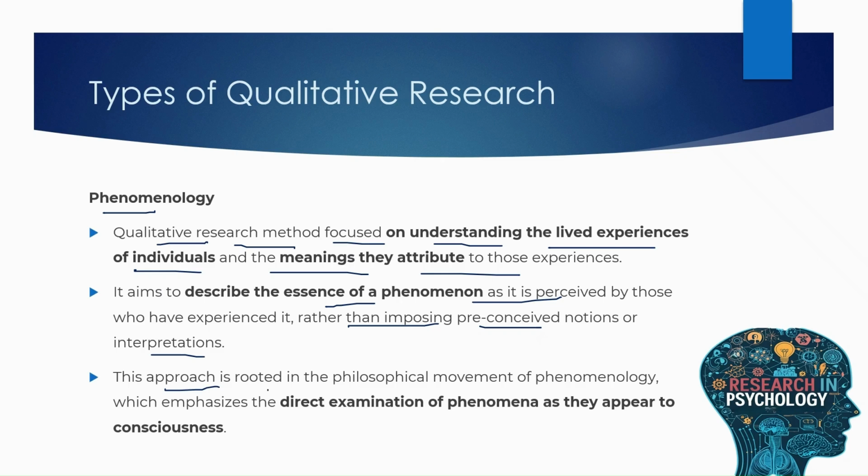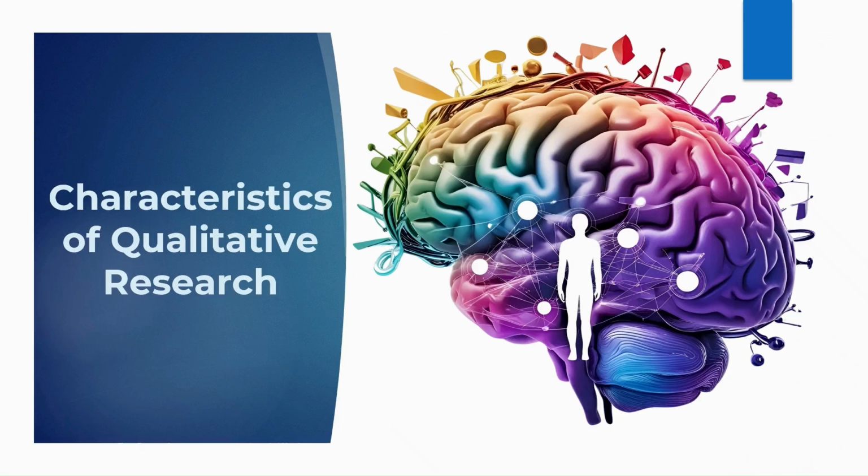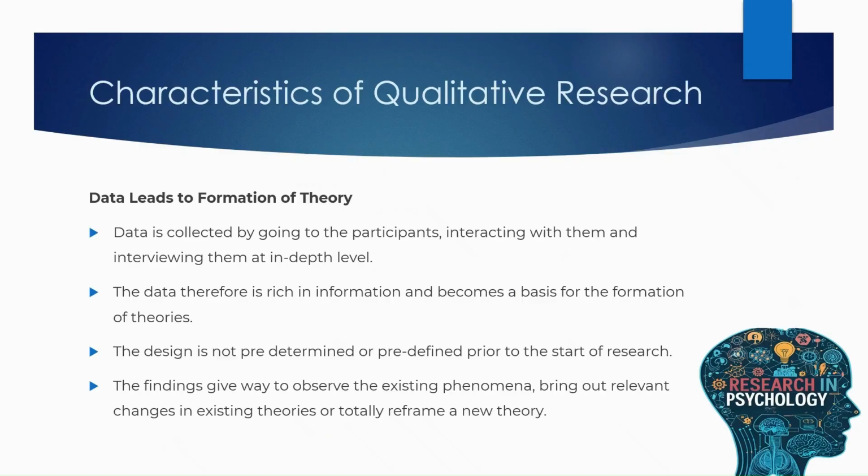This approach is rooted in the philosophical movement of phenomenology, which emphasizes the direct examination of phenomena as they appear to consciousness. All right. So this is the last type of qualitative research that we have to study, that is phenomenology. After studying the different types of qualitative research, now let's look at different characteristics of qualitative research.